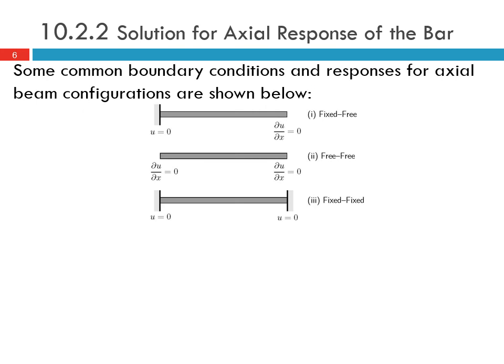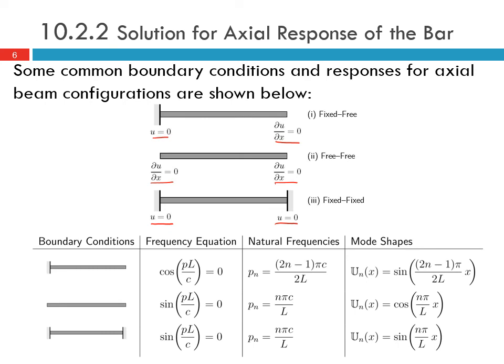So some common boundary conditions and responses for axial bar configurations are shown here. So we could have a fixed-free, so at the fixed end u is equal to 0, and at the free end partial u by partial x is equal to 0. A free-free condition would have partial u by partial x equal to 0 on both ends, and fixed-fixed would have u equals 0 on both ends. So here we can see for each of these boundary conditions, what is the frequency equation or characteristic equation that describes the natural frequencies, and then what we get for our natural frequencies in terms of p n, and the associated mode shapes U n.